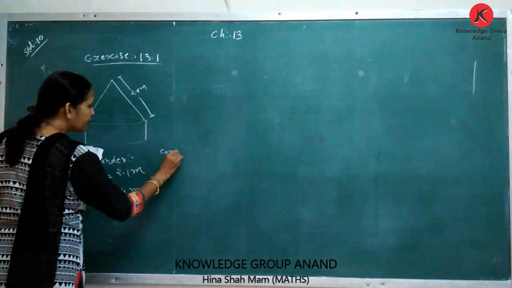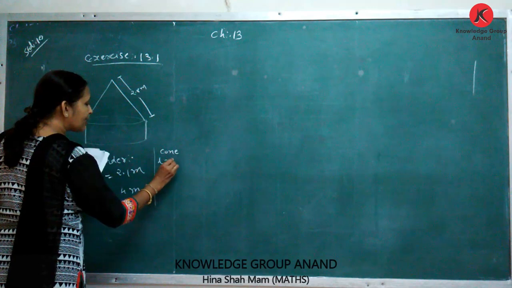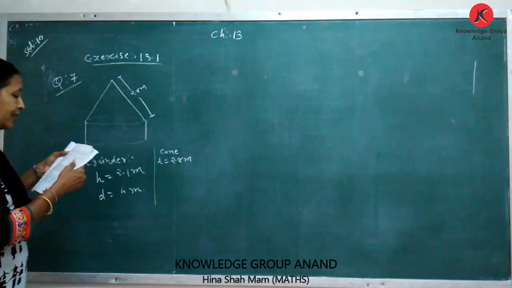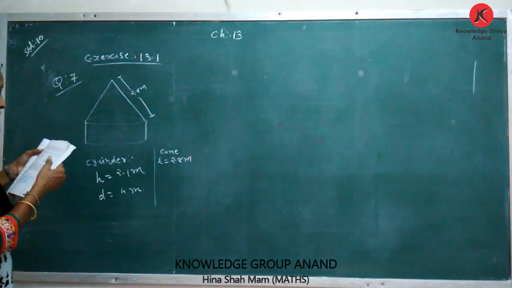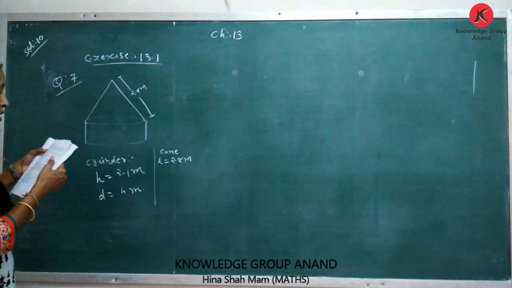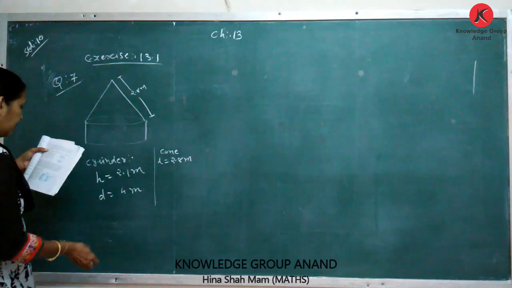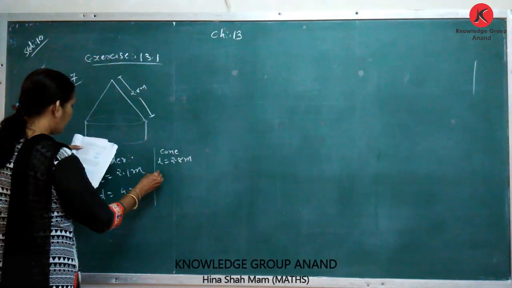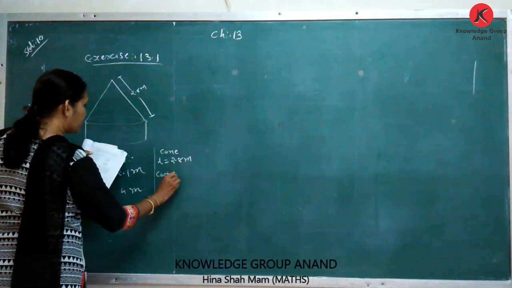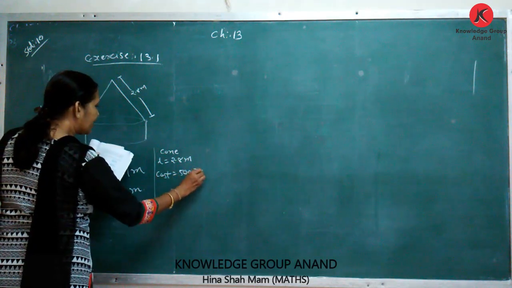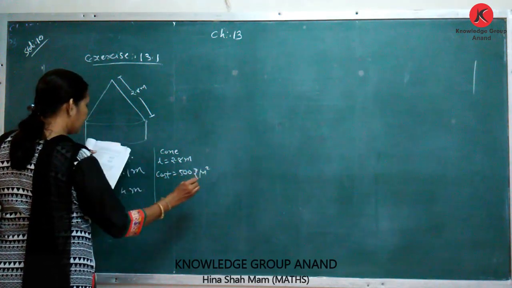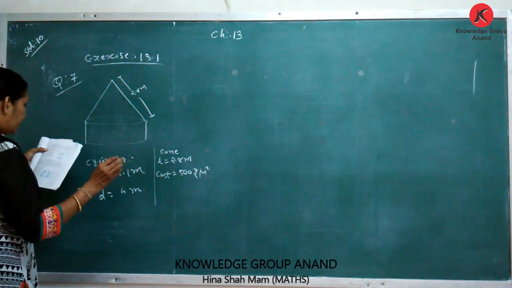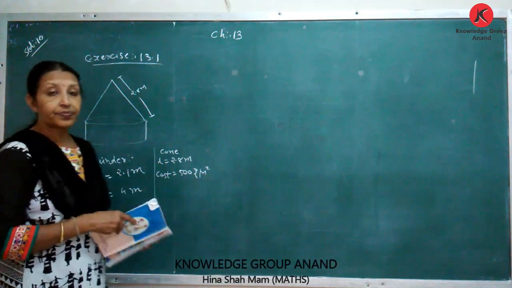Slant height of the cone is equal to 2.8 meter. Find the area of canvas used for making the tent. Also find the cost of the canvas of the tent at the rate of rupees 500 per meter square. Cost is equal to 500 rupees per meter square. Note that the base of the tent will not be covered with canvas.